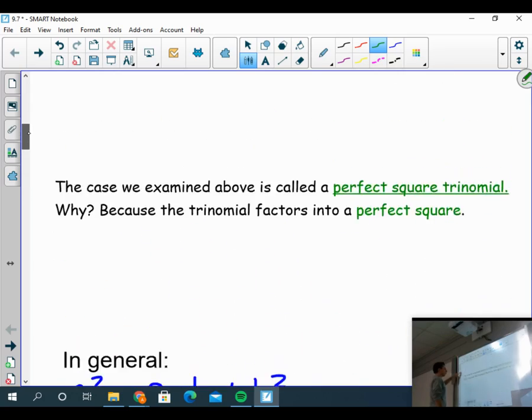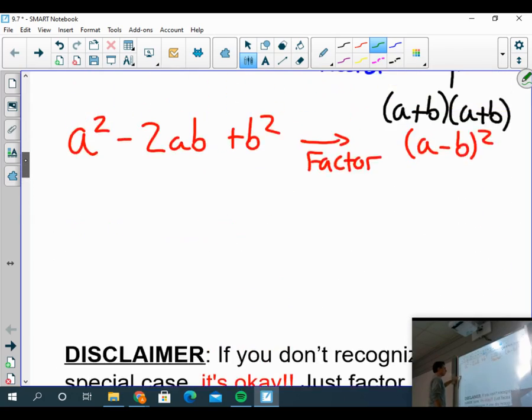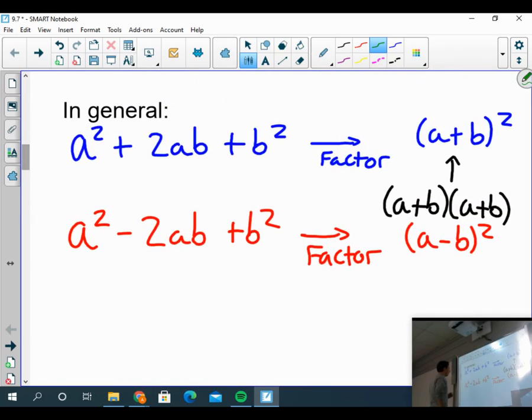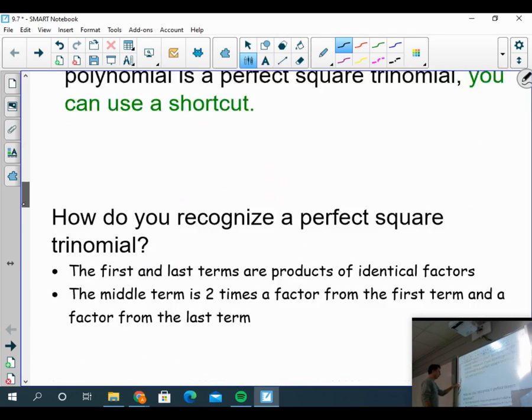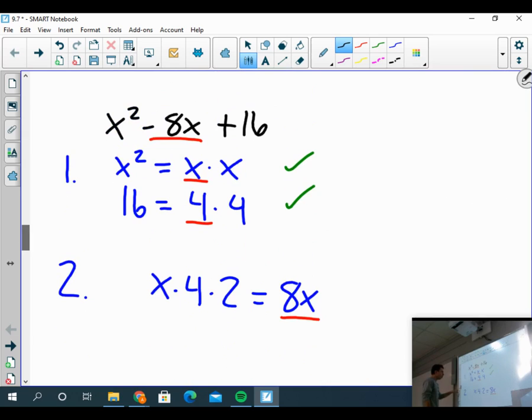Well, the good news is, folks, there's a way to still make these work. Because if we remember back to our definition, we've only looked at ones in the form of a squared plus 2ab plus b squared, which factors into a plus b squared. You still can have a perfect square trinomial if it's in the form of a squared minus 2ab plus b squared, and your factors will be a minus b times a minus b, or a minus b squared.